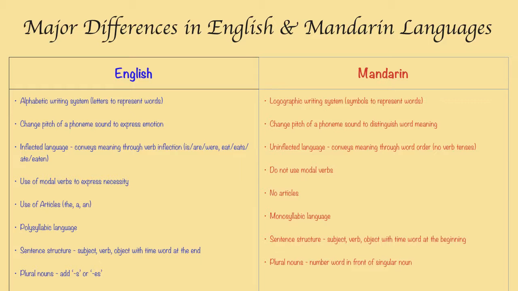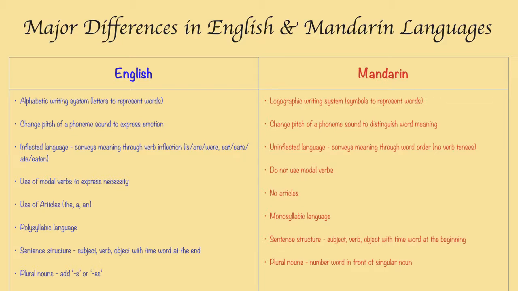Another major difference is how we use the change of pitch of phonemes. In English, we change our pitch high or low to express emotion, such as, "I am very hungry." In Mandarin, speakers change the pitch of a phoneme sound to distinguish word meaning. An example might be "desert" to express a dry place with little or no water, and "desert" to express the action of abandoning something or someone.